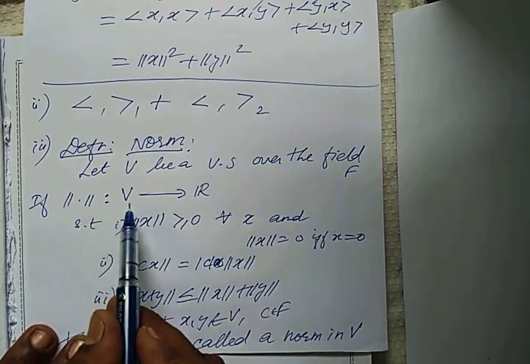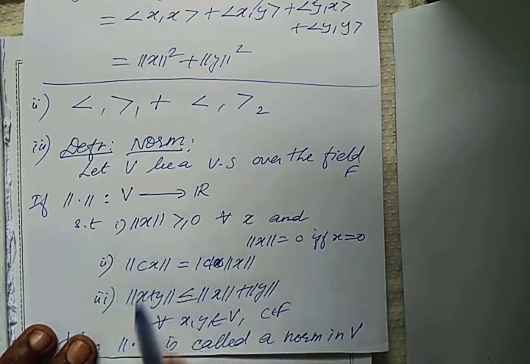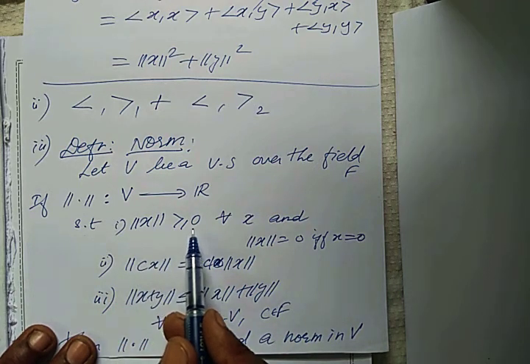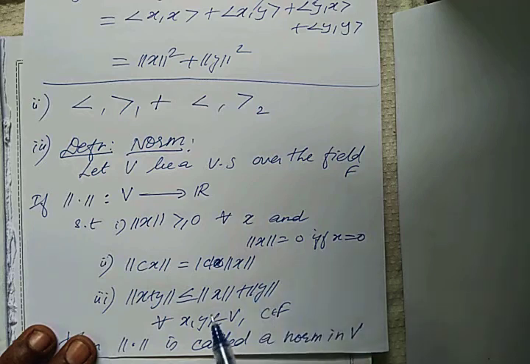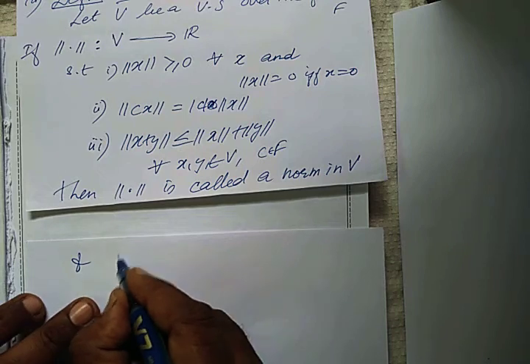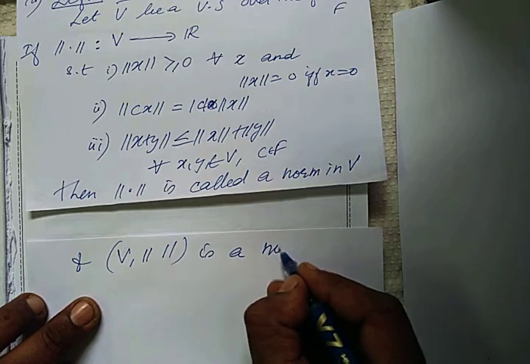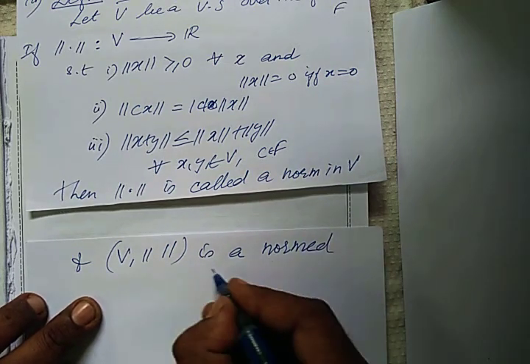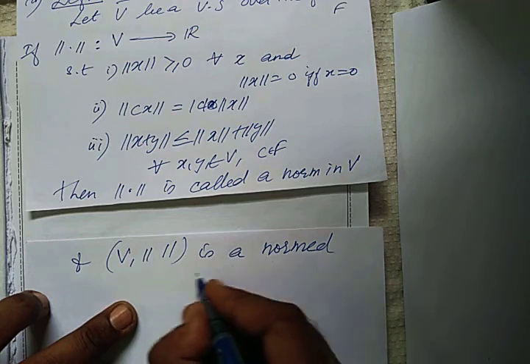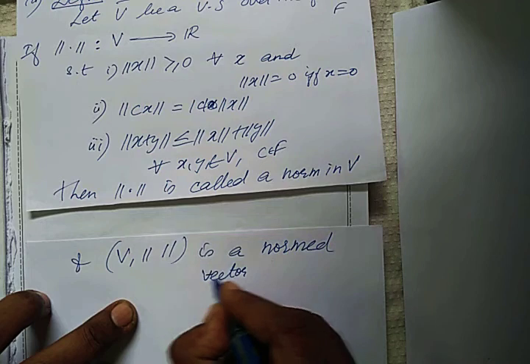And see here, V is just a vector space over the field. You may define any function on V to R such that these three conditions hold. Norm x must be non-negative and 0 only if x is 0. Norm cx is equal to modulus of c times norm x, and for norm x plus y, the triangle inequality should hold. Then we call this a norm, and we call this a normed vector space, or simply a normed linear space.